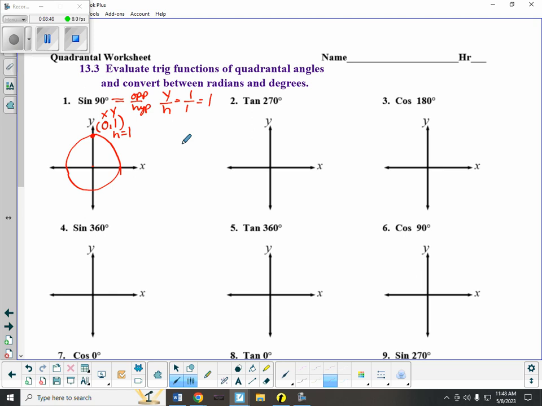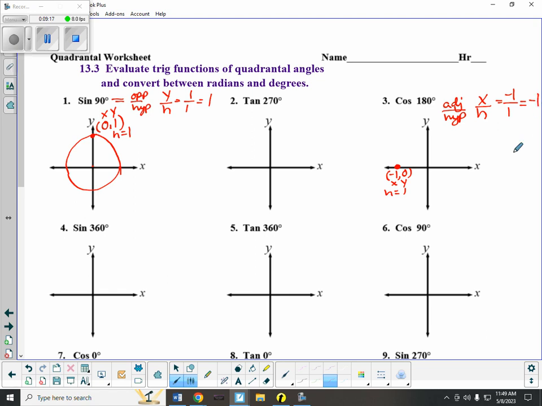And let's go ahead and do cosine of 180. So we'll put a dot here. This location then is negative 1, 0. That's your x, that's your y. Your hypotenuse equals 1. On every single one of these, hypotenuse is 1. So cosine is adjacent over hypotenuse, and if you'll recall, the adjacent is the x, hypotenuse is h. So your x value is negative 1, your hypotenuse is 1, so your cosine of 180 is a negative 1.